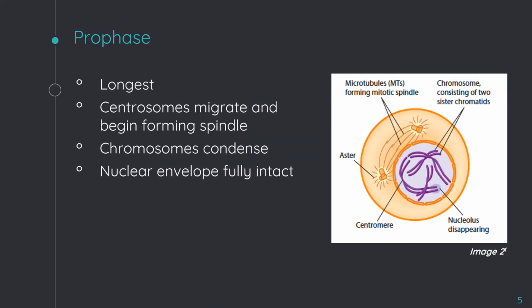Prophase, which is shown here, is the longest phase in mitosis. Centrosomes migrate to the poles of the cell and begin to form spindle. Chromosomes condense and are visible as two sister chromatids attached at the centromere. The nuclear envelope is still fully intact.